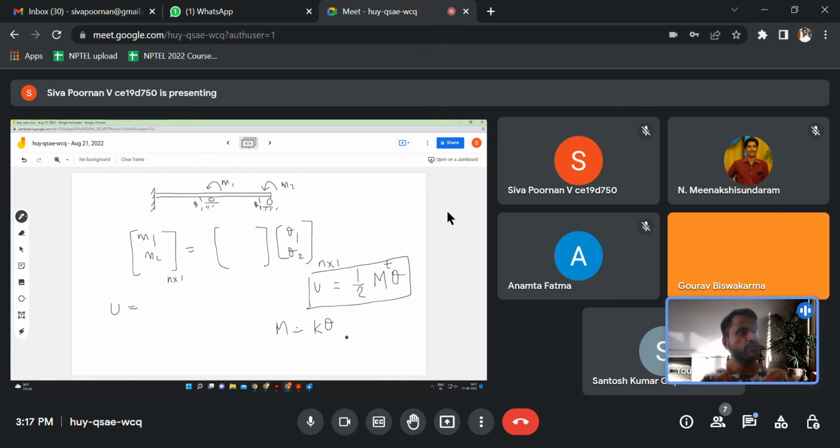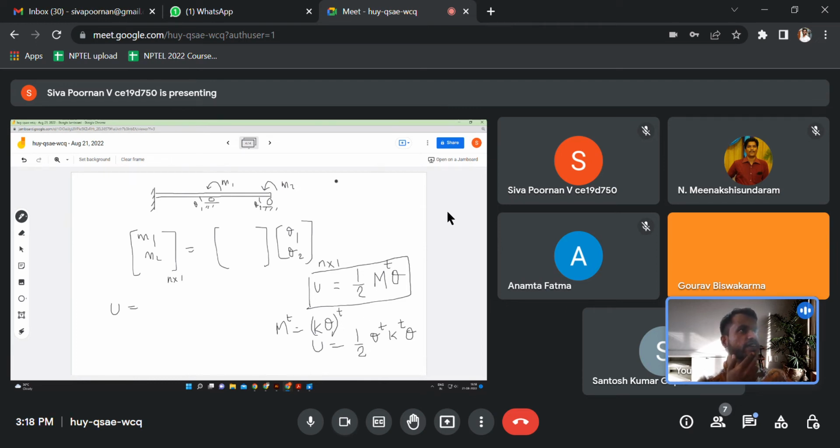So if you substitute it here, you will get u to be half into m transposes theta transpose k transpose into theta, right? What I have done is I have taken transpose. If I take transpose of this, then you should take the whole transpose, then the multiplication gets reversed. Okay, it's theta transpose k transpose. So this is what the energy is.